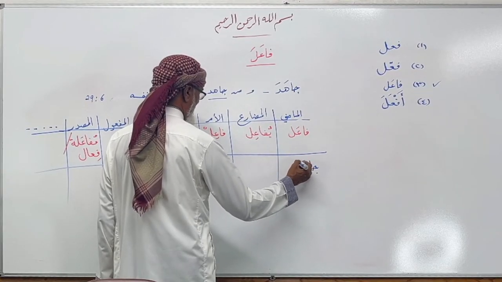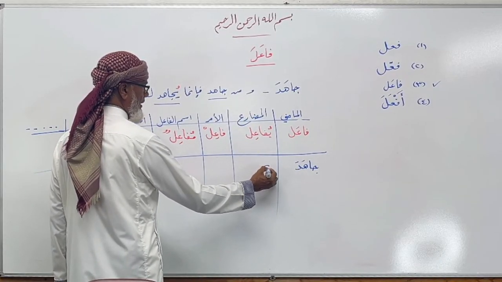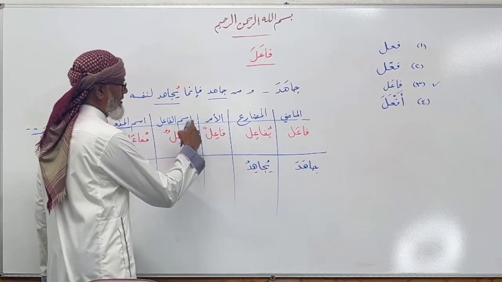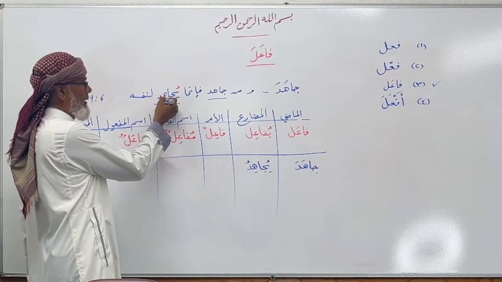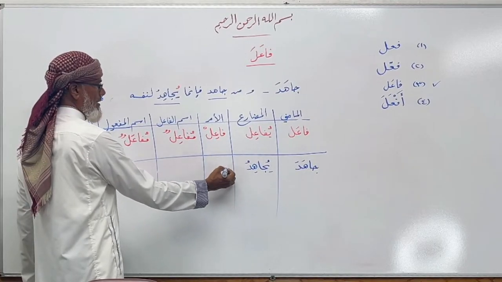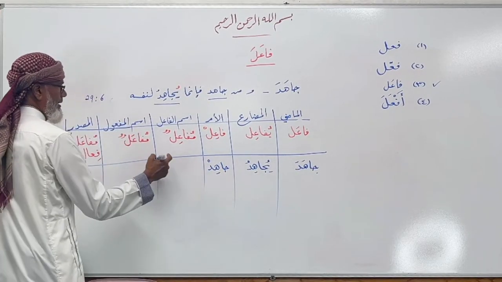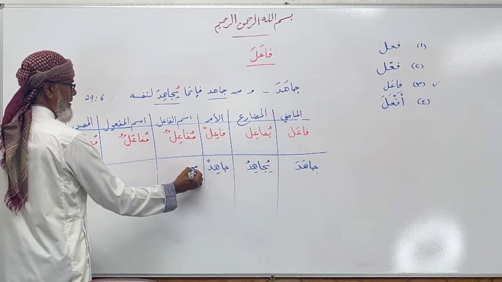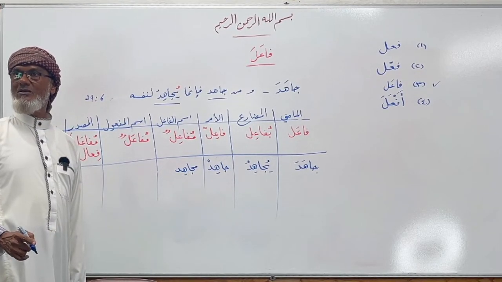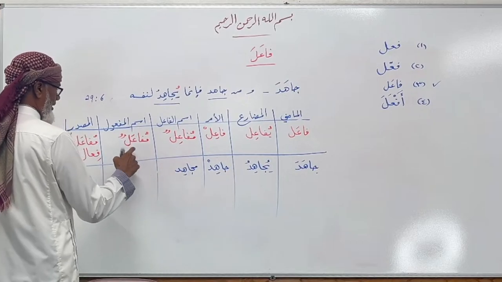Jahada. Here we will have what? Right. You ja, he. Okay, so we have seen it here. You ja, he do. Good? Here will be what? Jahid. All right. And here? Mujahid. Plural, Mujahidun. Now, you know how you get the word Mujahidun now? Right? From Mujahid. Mujahidun. Okay?